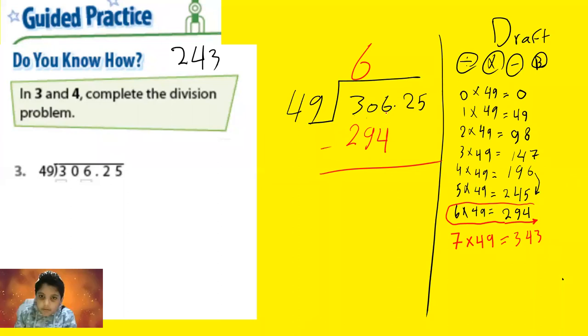Let's subtract. 6 minus 4 equals 2. 0 minus 9 we can't, so we take 1 from 3 and make it 2, and 0 will be 10. 10 minus 9 equals 1.